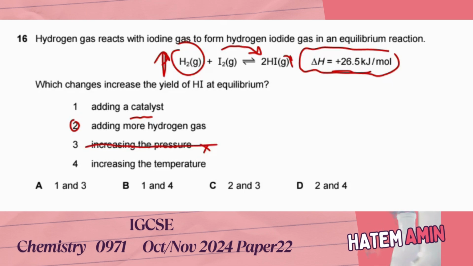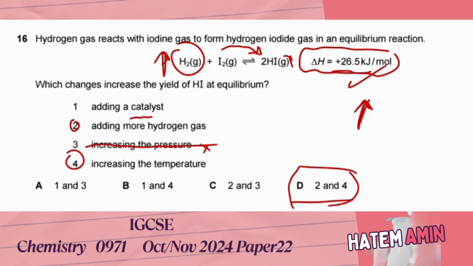So increased pressure will not affect it. Increasing the temperature: this reaction is endothermic, and we know that increasing the temperature of an endothermic reaction will shift the equilibrium to the right side. So for any endothermic reaction, if we increase the temperature, it will shift the reaction to the right side. So the correct answer here is 2 and 4. Which option has 2 and 4? D. So the correct answer here is D.